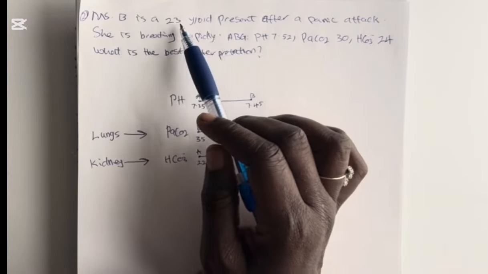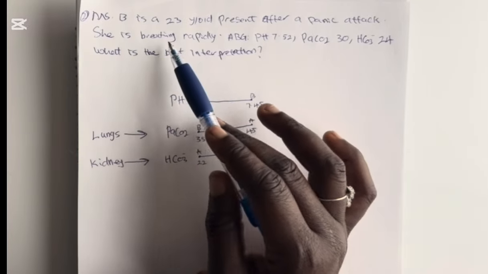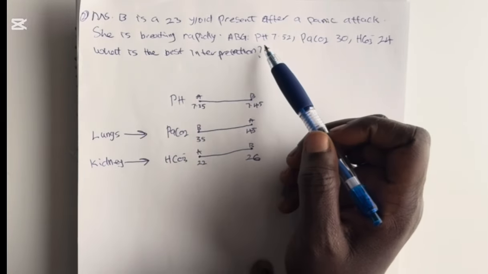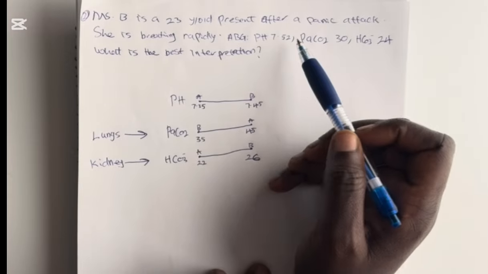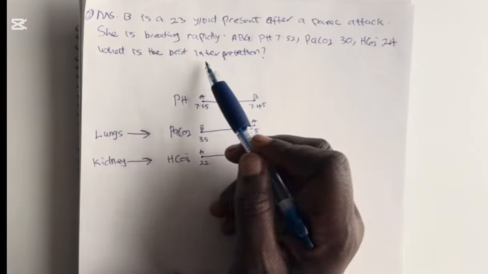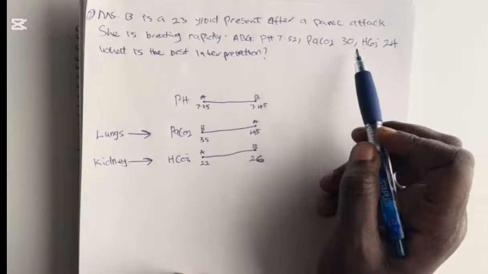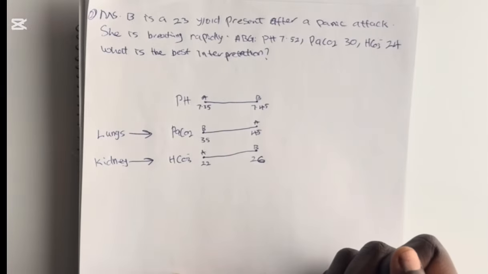Miss B is a 23-year-old who presents after a panic attack. She is breathing rapidly. ABG: the pH is 7.52, the CO2 is 30 and the HCO3 is 24. What is the best interpretation? Like I told you guys, always look at your pH first, and then you look at your CO2, and then you look at your HCO3.